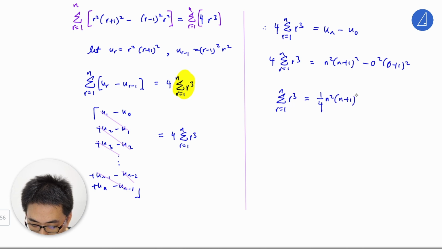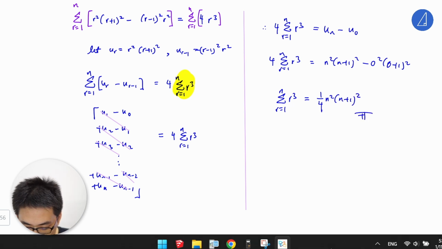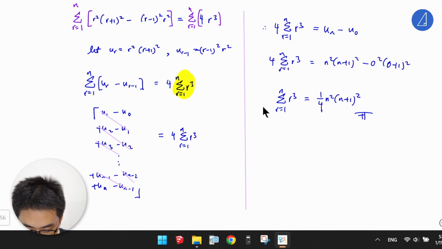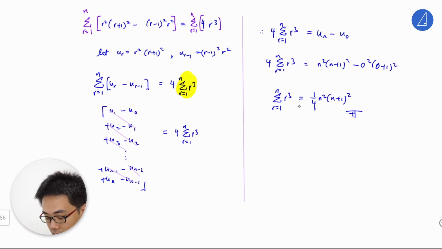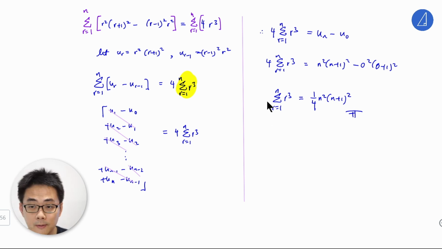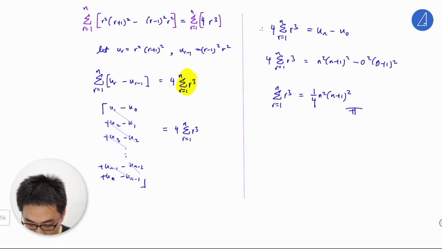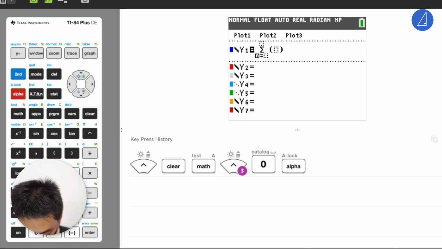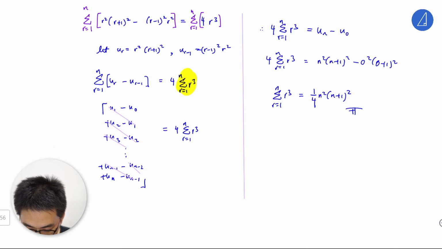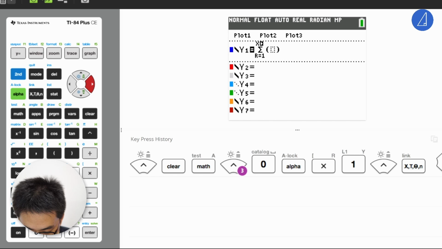Can you just key in the calculator and check your answer in the exam? Please key in. So this is how you key in to check. Just key in whatever you found here. For summation, you can use your calculator and check your answer. Remember, you can use a calculator to check. So this is R equals 1 to N, which is X, and R cube.